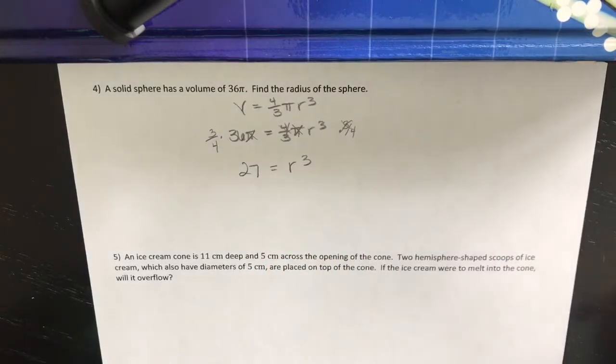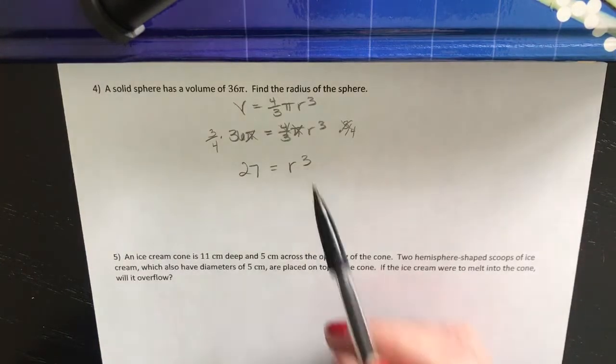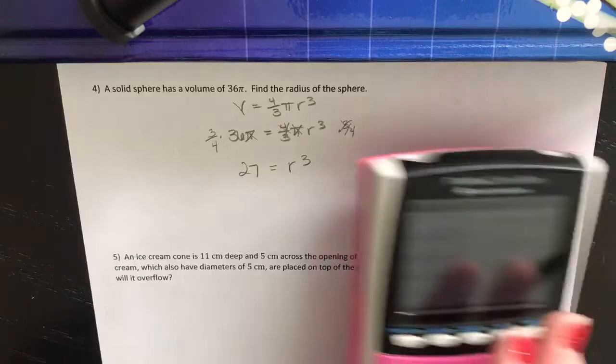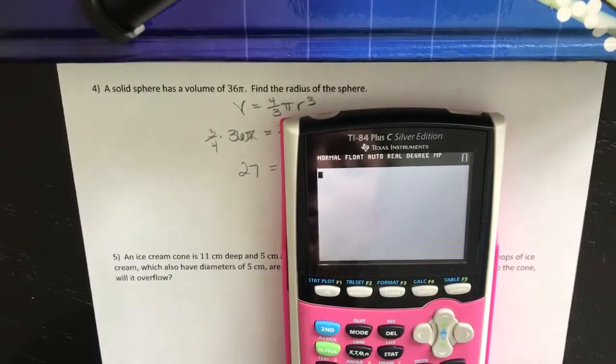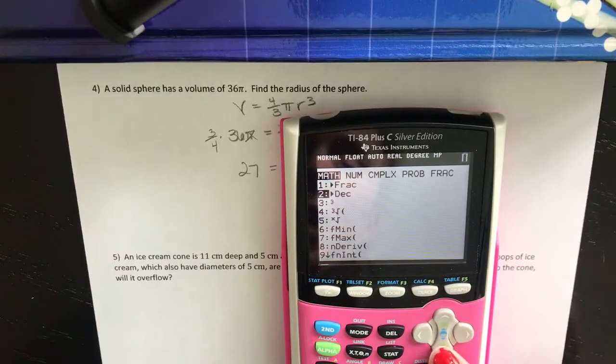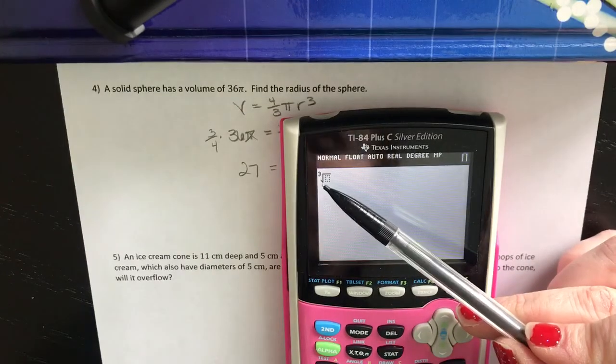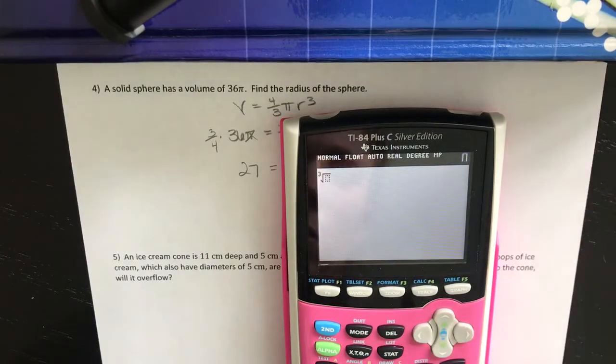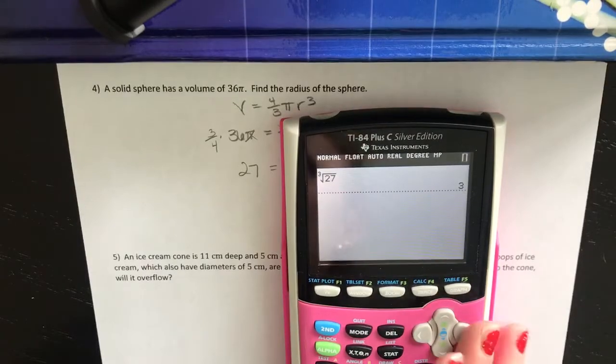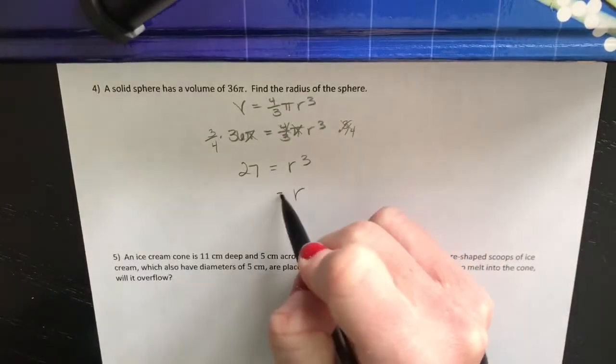So this is something new. The opposite of something squared is to take the square root. The opposite of something cubed is called the cube root. Where do we find that on our calculator? It's under the math button, choice 4, and it puts a little 3 by the square root symbol. Then we type in 27 and get the answer of 3. So the radius is equal to 3.